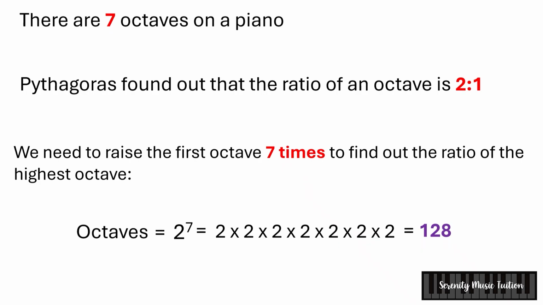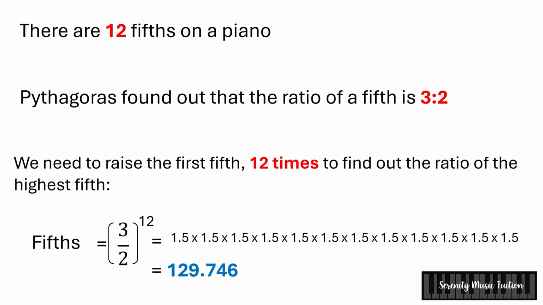There are 12 fifths on a piano. Pythagoras found out that the ratio of a fifth is 3 to 2. We need to raise the first fifth 12 times to find out the ratio of the highest fifth. The calculation for this is 3 over 2 to the power of 12. In other words, 1.5 times 1.5 times 1.5 times 1.5, etc., which gives us the answer 129.746. Oh dear.